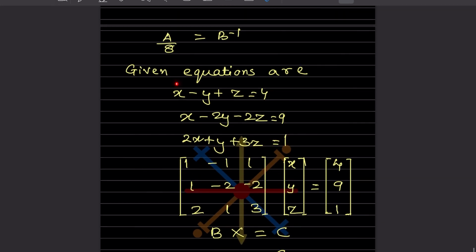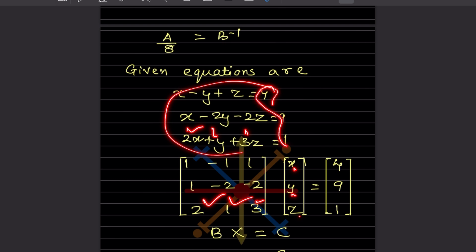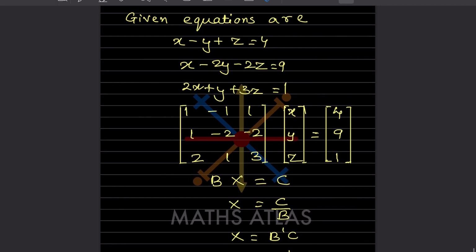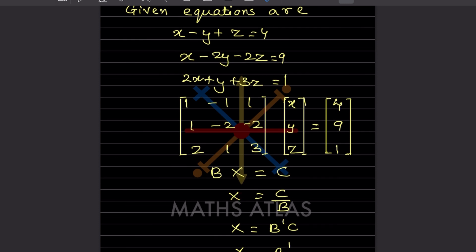So now what are we going to do here? This 1, 1, 1. 1, minus 2, minus 2. 1, minus 1, 1. 1, minus 2, minus 2. Then 2, 1, 3. 2, 1, 3. And these are the variables x, y, z. And this is the right hand side 4, 9, 1. So now we have BX equal to C, whatever we got as C. So the x value will be C divided by B. This is nothing but when we take B to the other side, in the numerator, that will be B inverse of C. So we can write X equals B inverse C.